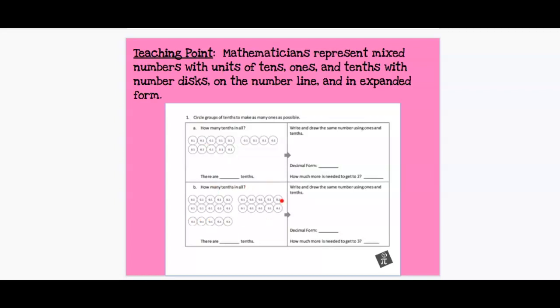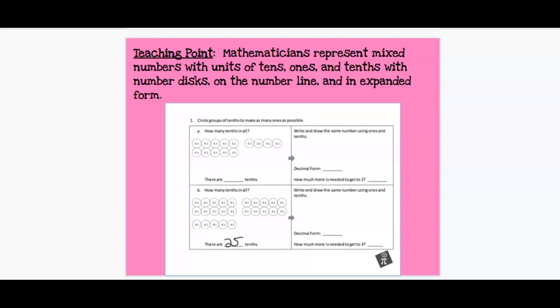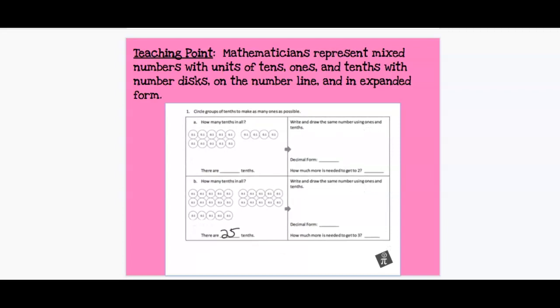Let's take a look at B. So how many tenths do we have in all? And they have conveniently organized these in 10 frames. So we see 10, 20, 25. So there are 25 tenths. Now it doesn't say so, but 25 tenths could be written as 25 tenths if we wanted to, as a fraction. So I'm not going to write it as a decimal quite yet. We're not quite ready for that.